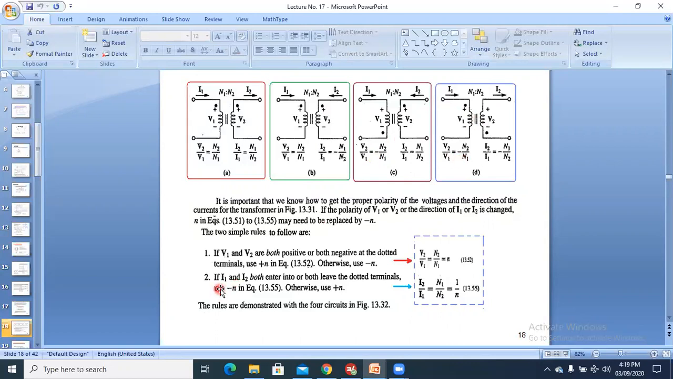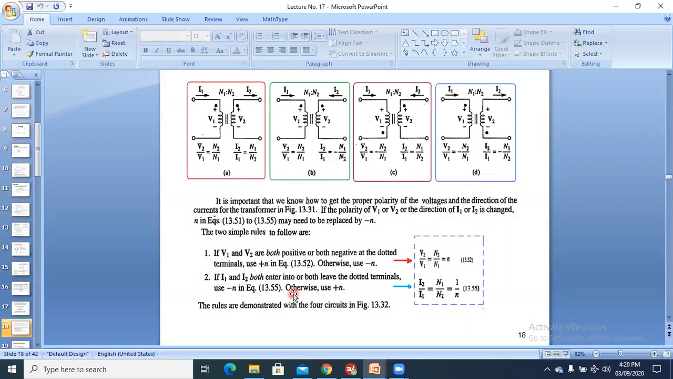And what about I1 and I2? If I1 and I2 both enter into or both leave the dotted terminal, the value is minus n. So here I1 is entering the dot and I2 is also entering the dot, so the value is minus n.